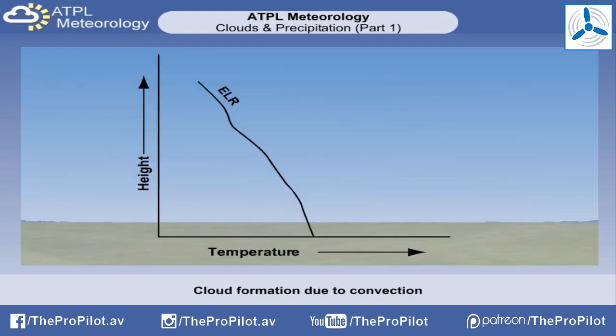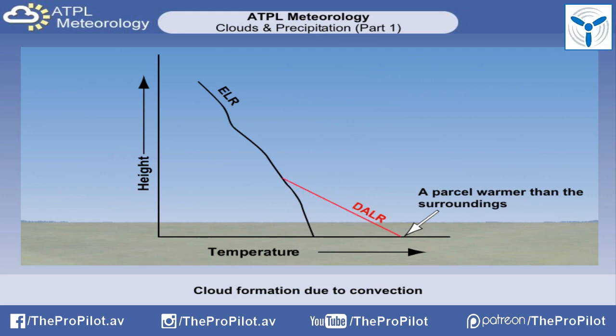Let us look at the convection process in a bit more detail. Consider a parcel of air forced to rise by surface heating. The parcel will then be warmer than its surroundings, the ELR, and hence buoyant. The parcel of air will therefore start to rise, and since it is unsaturated, the air will cool at the dry adiabatic lapse rate of 3 degrees per 1,000 feet of ascent, or 1 degree per 100 meters.